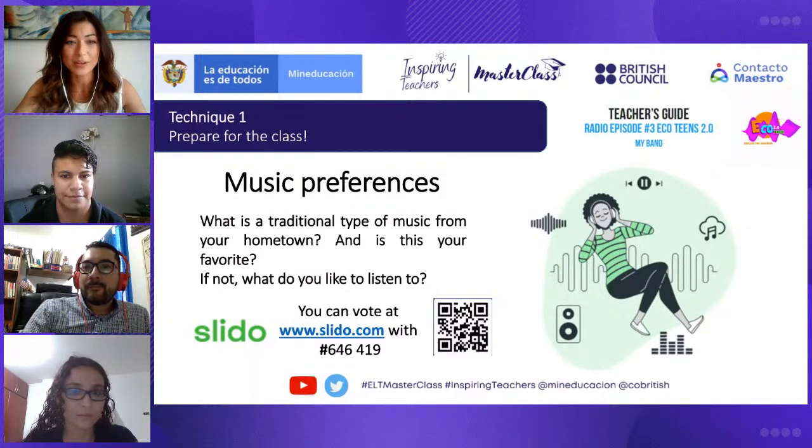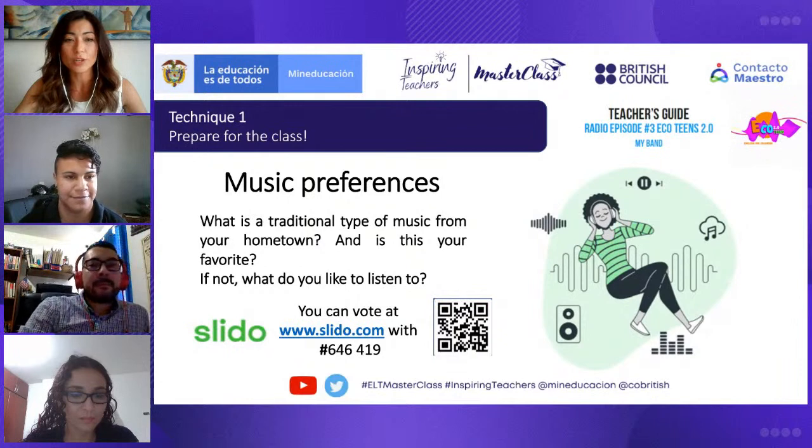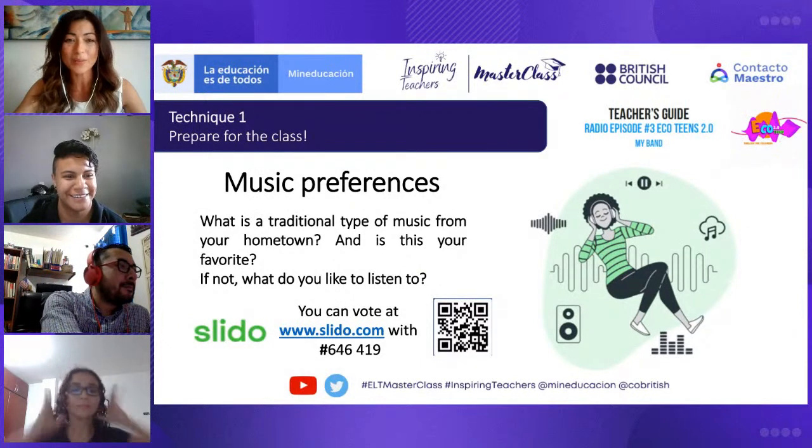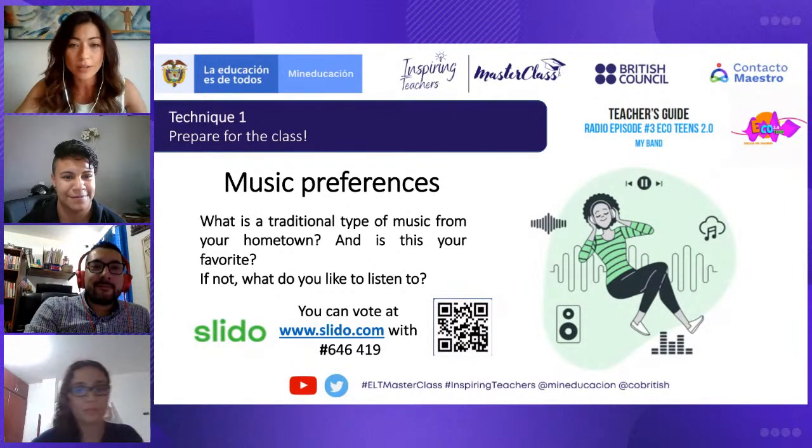Okay, let's see. Oh, wow. There are many people who selected other. So maybe their type of music, the traditional type of music, was not included in the poll. But many people answered salsa, 24%, vallenato, merengue, carranga, cumbia, bambuco, llanera, joropo. Wow, many people participated. Porro, currulao, but no votes for currulao until now. But I think many more votes are coming up. Okay, great. Thank you everyone for voting and participating.